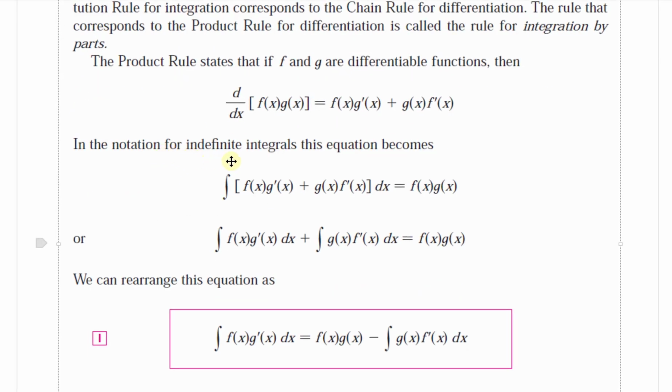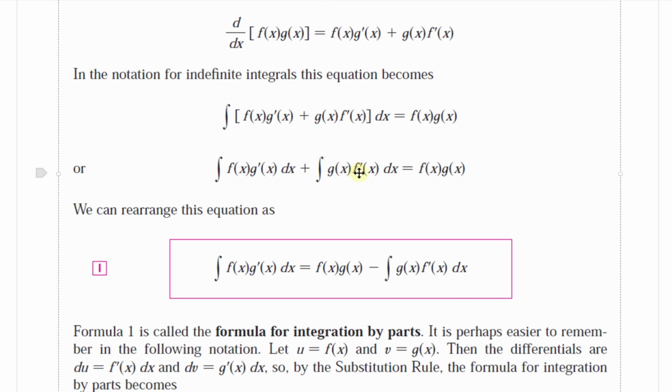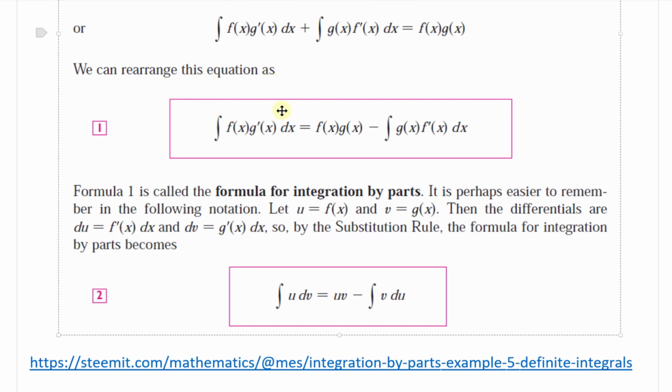So remember, that's the product rule for derivatives. Now in the notation for indefinite integrals, we take the integral on both sides. The integral of f of x times g prime of x plus g of x times f prime of x dx equals f of x times g of x. Or we can separate this integral into two integrals: the integral of f of x times g prime of x dx plus the integral of g of x times f prime of x dx equals f of x times g of x. We can rearrange this as follows: the integral of f of x times g prime of x dx equals f of x times g of x minus the integral of g of x times f prime of x dx.